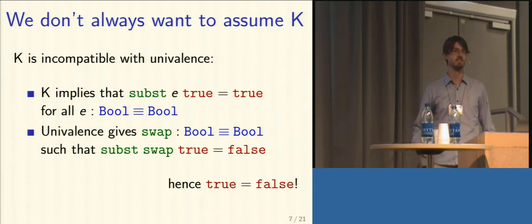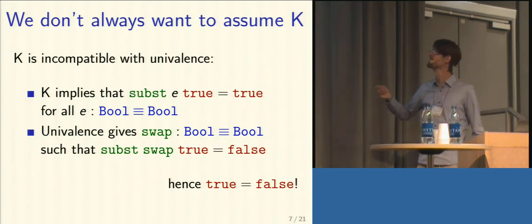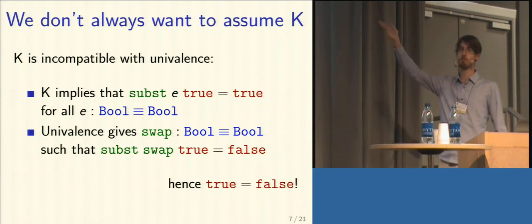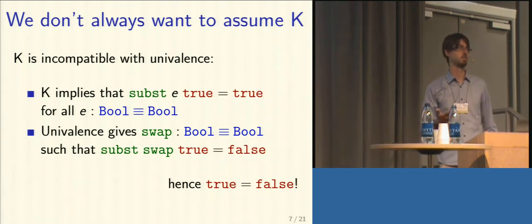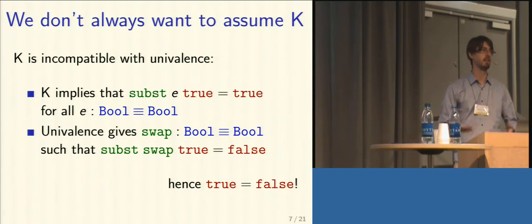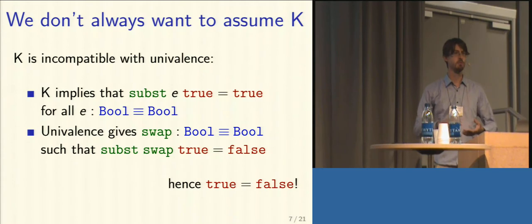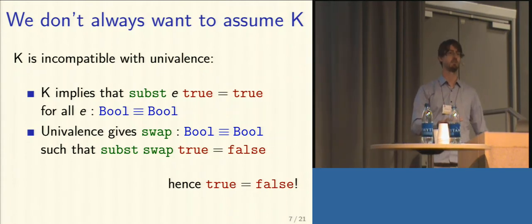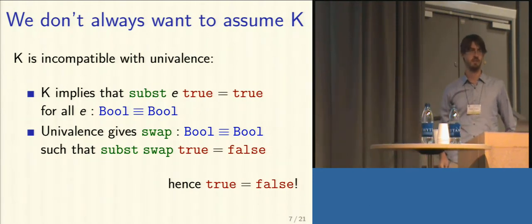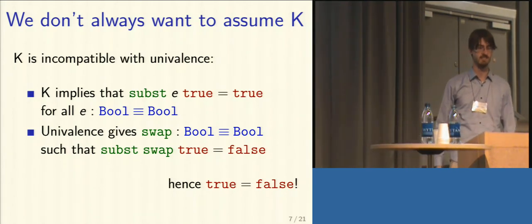And actually, it also makes the theory inconsistent if combined with axioms from homotopy type theory, such as univalence. To see this, if you have a proof of bool equals bool, then K allows us to prove that coercing any element of bool by this proof just gives us back this element. While univalence allows us to prove bool equals bool by swapping the two elements of bool. So if you coerce by this proof, then true becomes false. And those two facts together give us that true equals false, which makes the entire theory inconsistent.